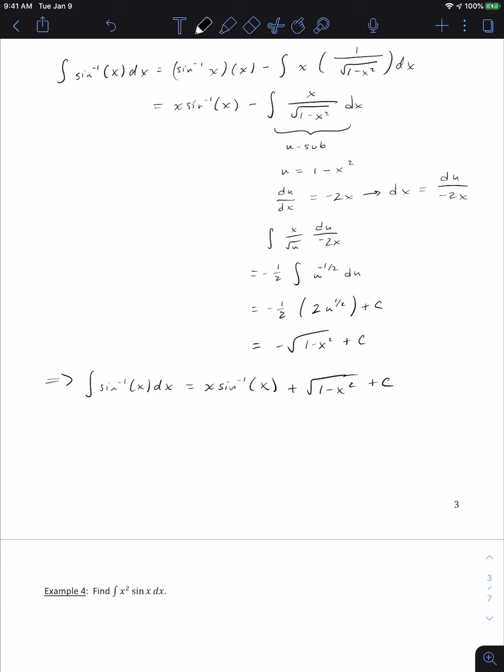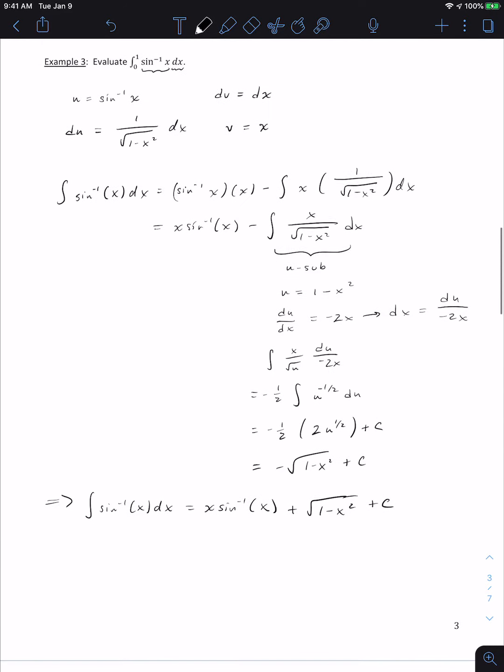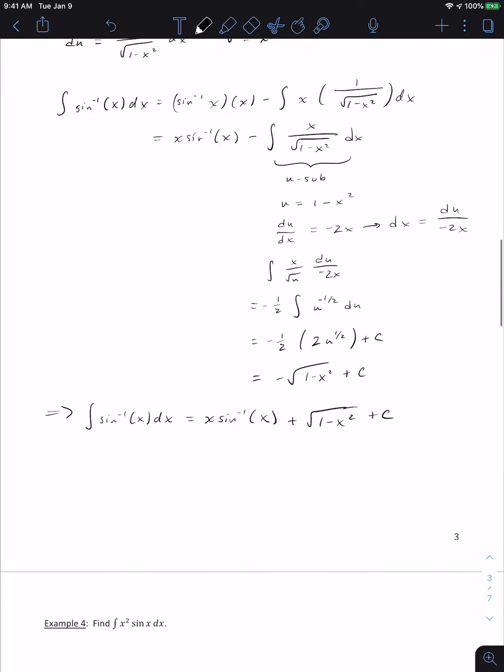Okay, so now I need to actually solve the definite integral, right? So now we know the integral from 0 to 1 of sine inverse of x dx is equal to x sine inverse of x plus the square root of 1 minus x squared, evaluated from 0 to 1.